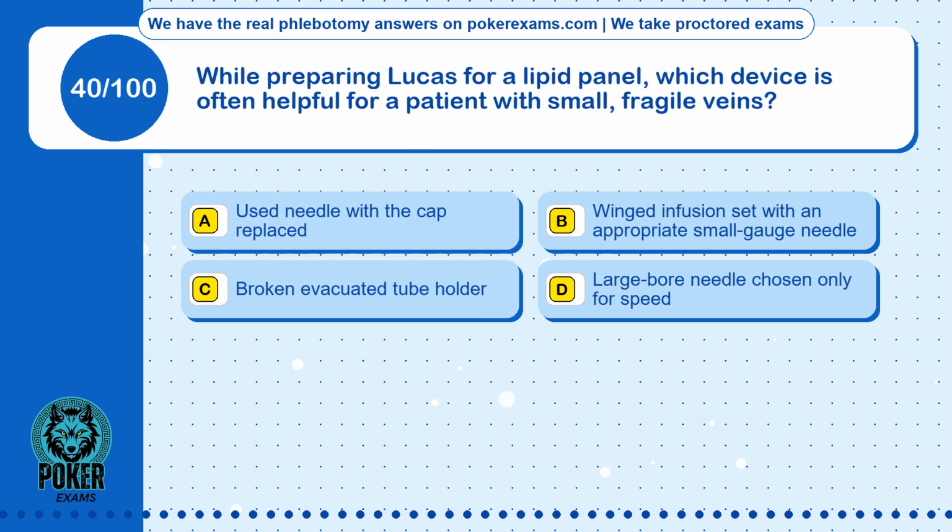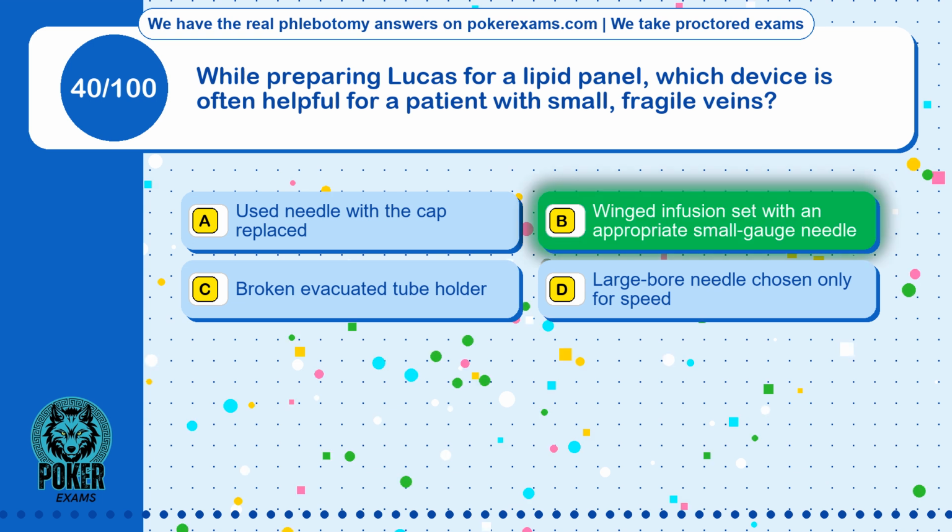Question 40. While preparing Lucas for a lipid panel, which device is often helpful for a patient with small, fragile veins? Option A. Used needle with the cap replaced. Option B. Winged infusion set with an appropriate small gauge needle. Option C. Broken evacuated tube holder. Option D. Large bore needle chosen only for speed.